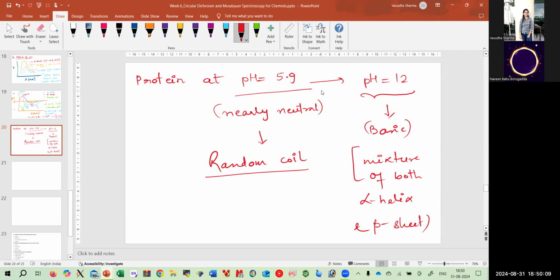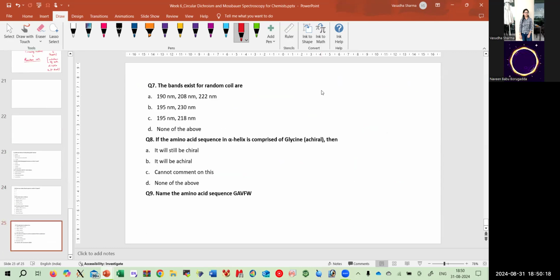Now, coming to the temperatures, the effect of temperature.